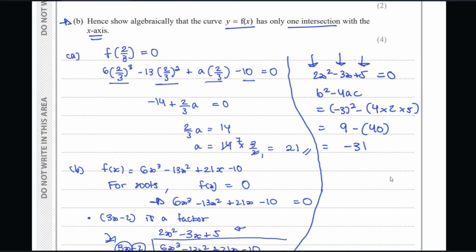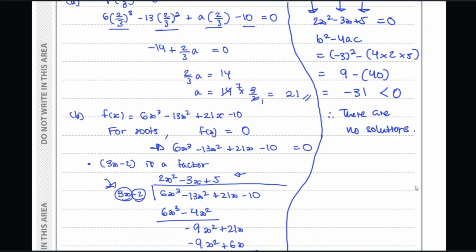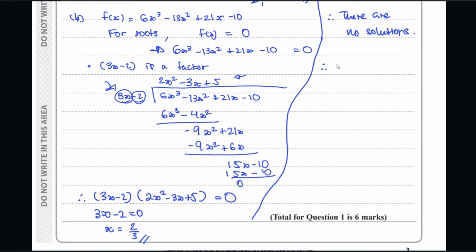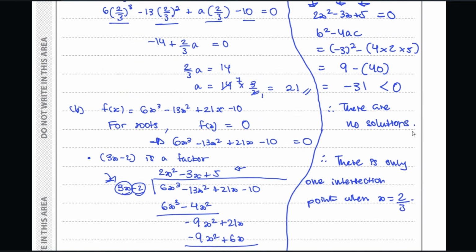So if the discriminant is less than 0, that means there are no solutions. There are no roots. There are no intersection points. So the only intersection point we have is when x is equal to 2 over 3. Therefore, there is only one intersection point when x is equal to 2 over 3. And that's our final answer for question B.